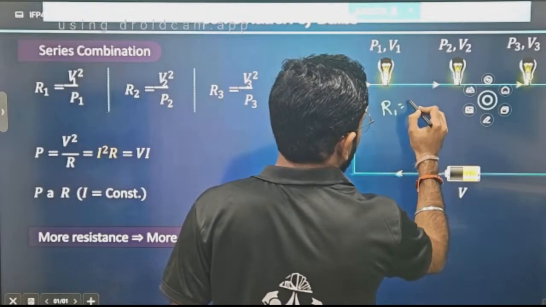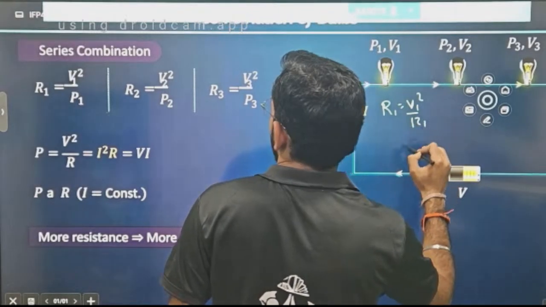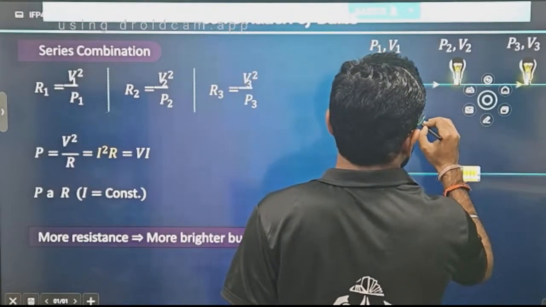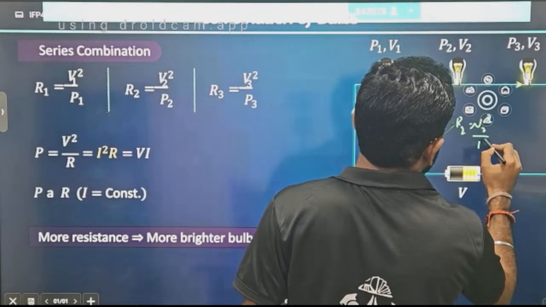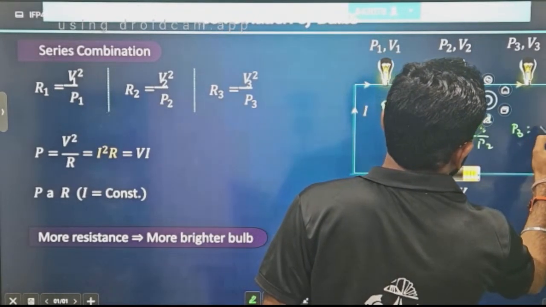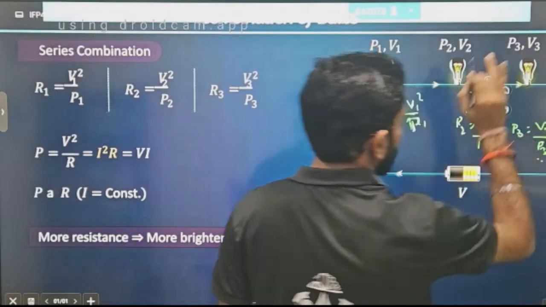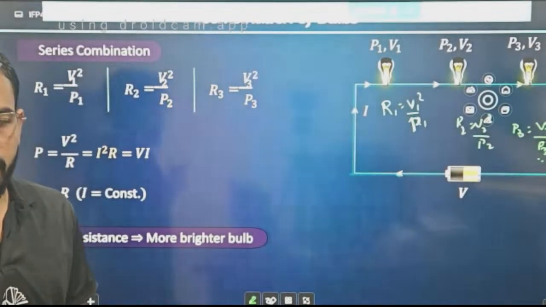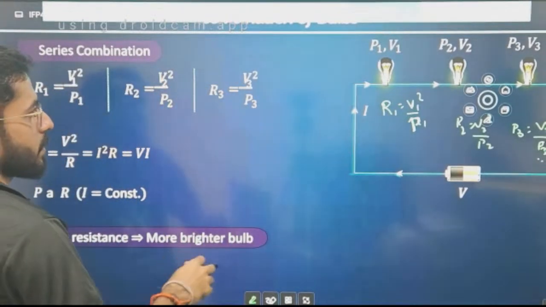That means if I ask you to tell me R1, how will you write it? You will write V1 square by P1, where power rating is P1. R2 will be V2 square by P2. Then R3 is equal to V3 square divided by P3, where the power rating is, let's suppose, P3. In the first step, you will calculate these 3 resistances.